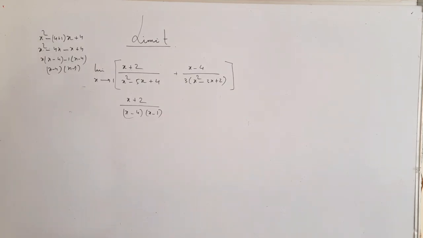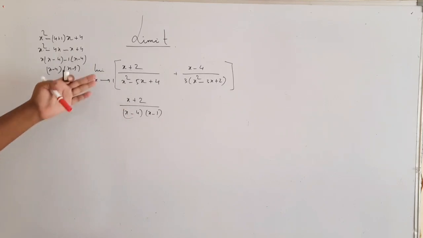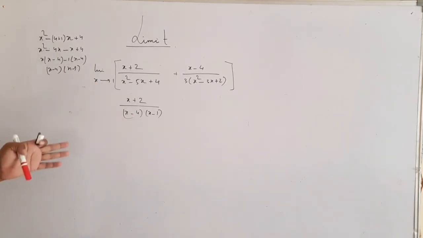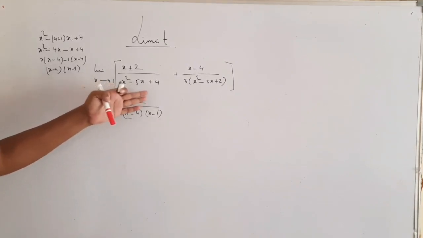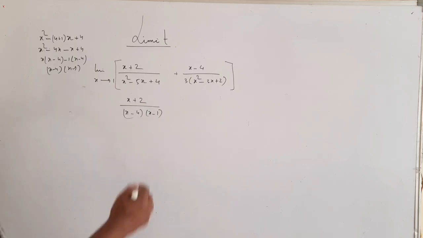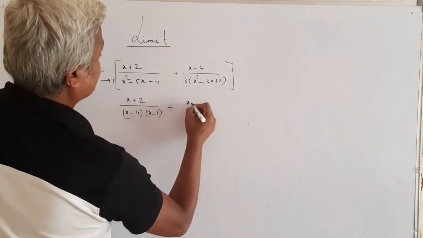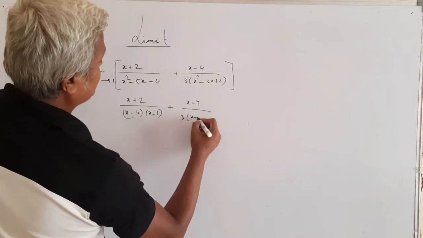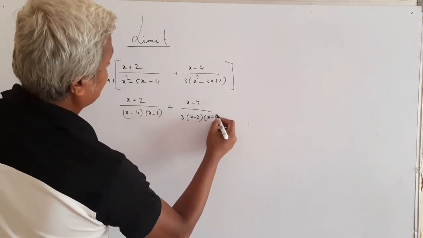But in the IIT, you do not get so much time to solve questions like this, so you need to know it directly if you have studied the quadratic equation. Otherwise you can watch my previous videos on quadratic equations, where you will find how to factorize these quickly. So x plus 2 over (x minus 4)(x minus 1), and plus (x minus 4) over 3, sum of roots, so it is (x minus 2)(x minus 1).